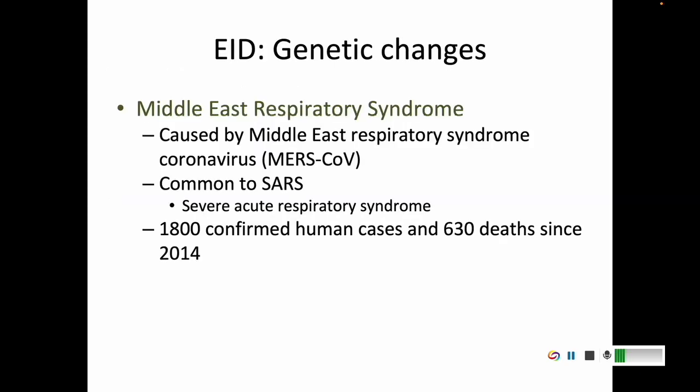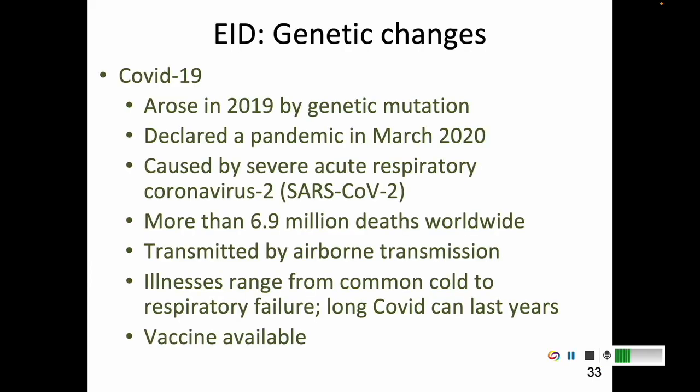Another one we see is MERS, Middle East Respiratory Syndrome. This is something we saw about 10 years ago, caused by a type of coronavirus called Middle East Respiratory Syndrome coronavirus, similar to SARS, which is another acute respiratory syndrome. So these cause lower respiratory infections and symptoms. Another one, probably the more common coronavirus you've heard of, is COVID-19. So that 19 stands for the year 2019, when this virus arose by genetic mutation. It did not exist before the year 2019.